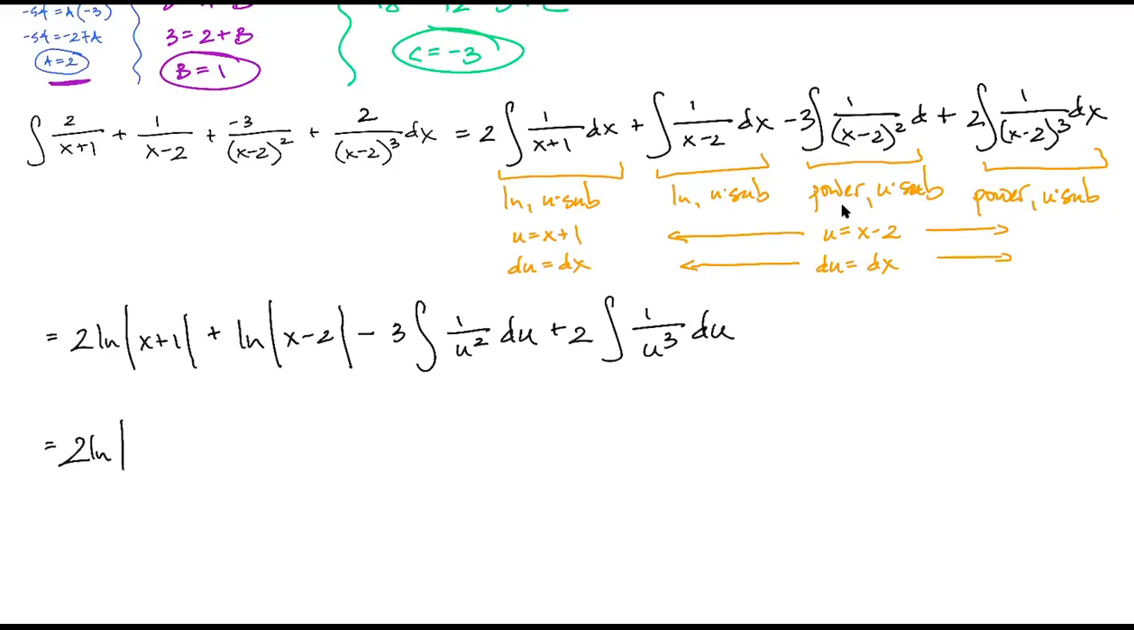So if I integrate something with a power of -2, I'm going to end up with u to the -2 plus 1, which is -1, and then the coefficient will be the reciprocal of -1, which is -1.